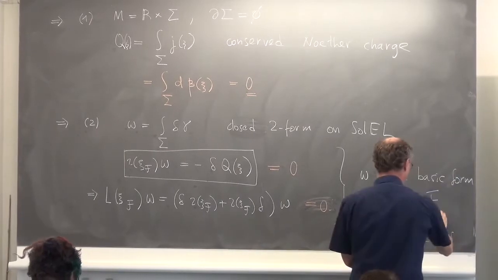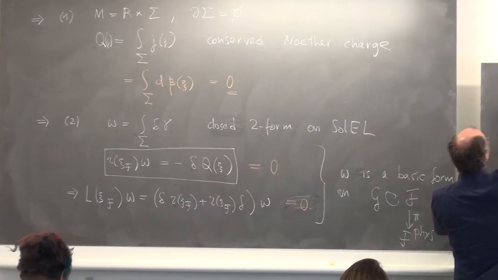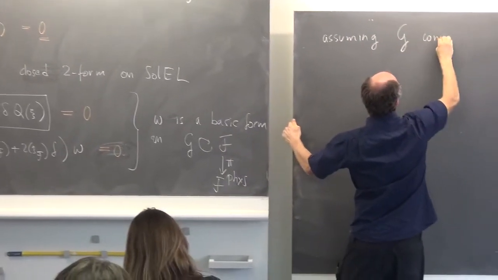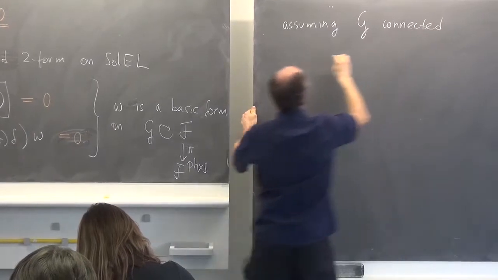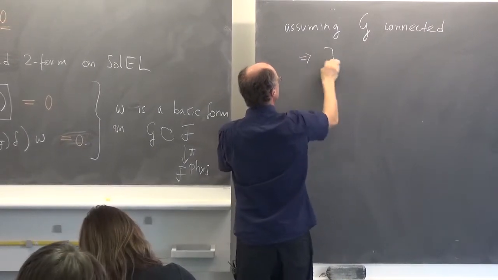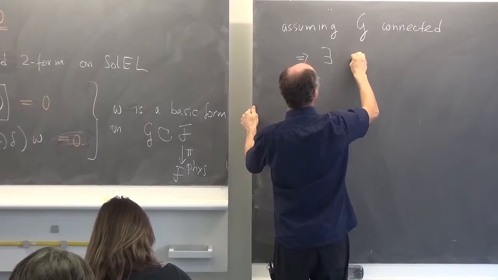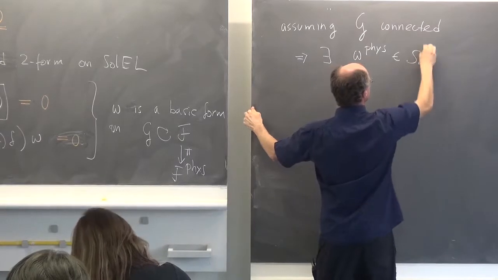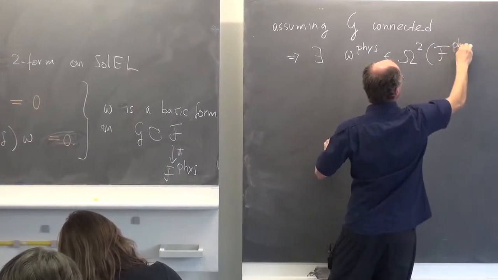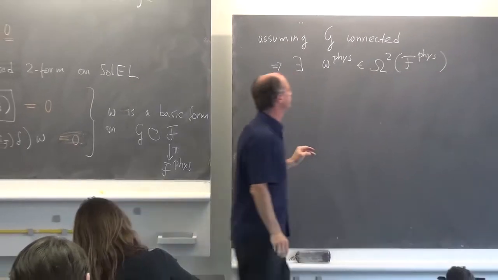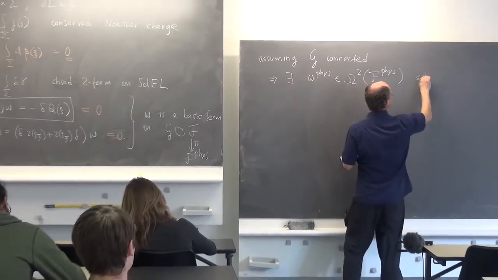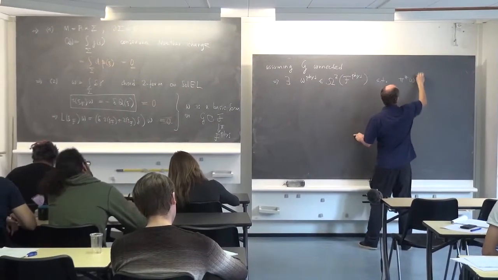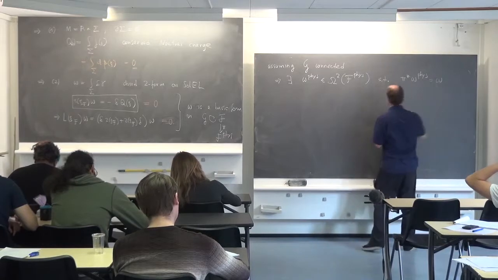So let's call the projection pi. Connected, this implies that there is omega physical, a two form on F physical, such that i star omega physical is equal to omega.